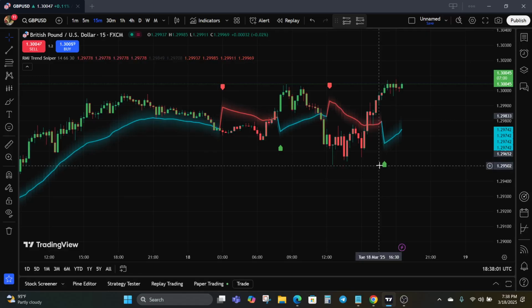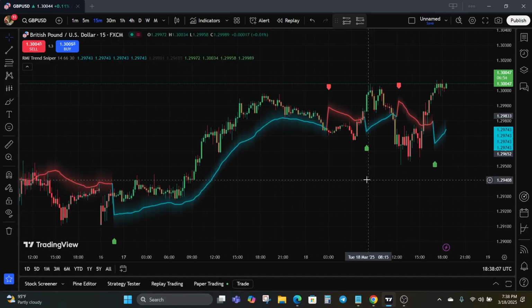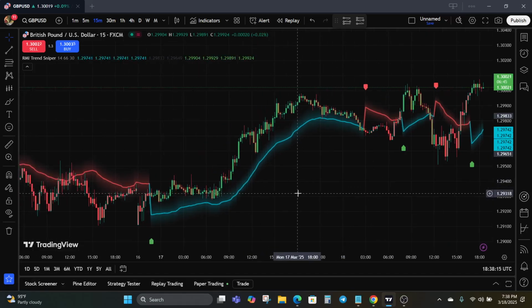Now, it doesn't mean that this indicator guarantees profit. There is no indicator out there that guarantees profit, but this indicator tries to limit the chances of generating false signals.